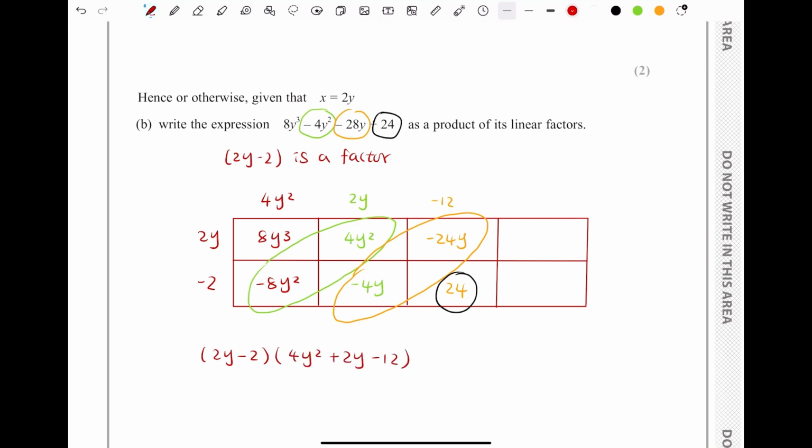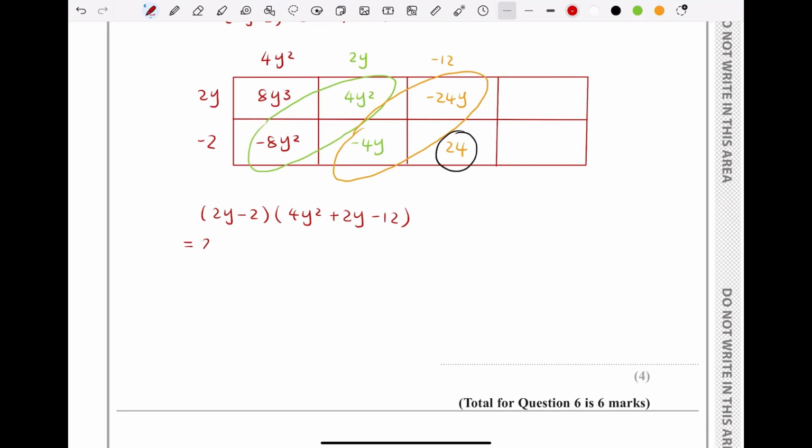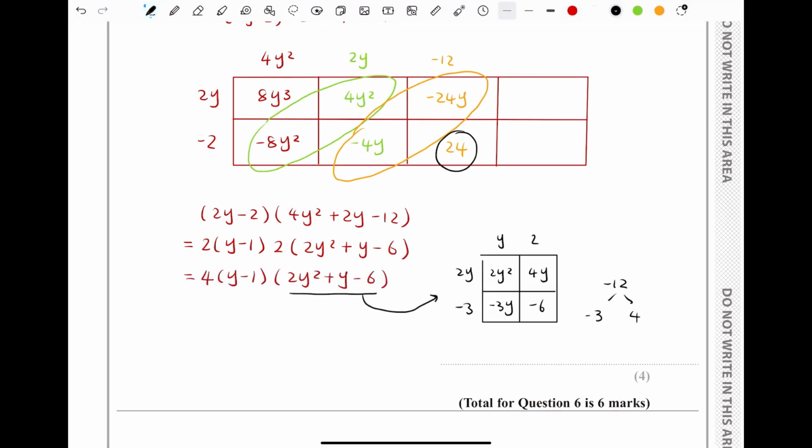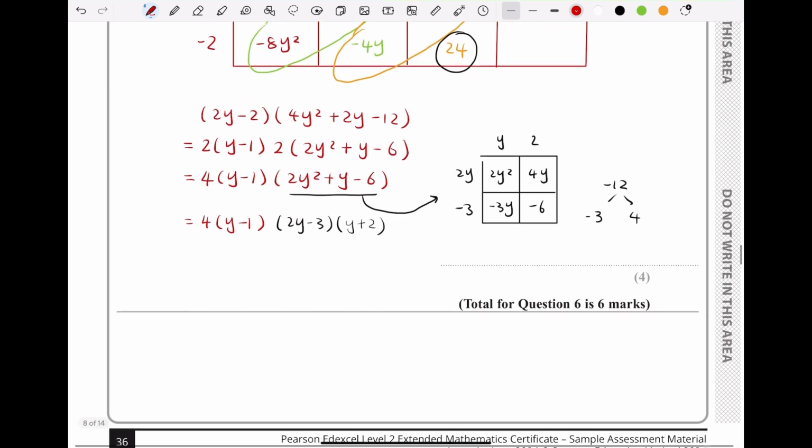Now if we look at the first factor, we can further factorize out 2. That gives us 2 lots of y take away 1. If we look at the second bracket, we can also factorize out a 2. That gives us 2y squared plus y take away 6. And now by looking at the second bracket, we can further factorize this into (2y take away 3)(y plus 2). Therefore, our final answer should be 4 lots of (y take away 1) multiplied by (2y take away 3) times (y plus 2). Okay, so now moving on to question 7.